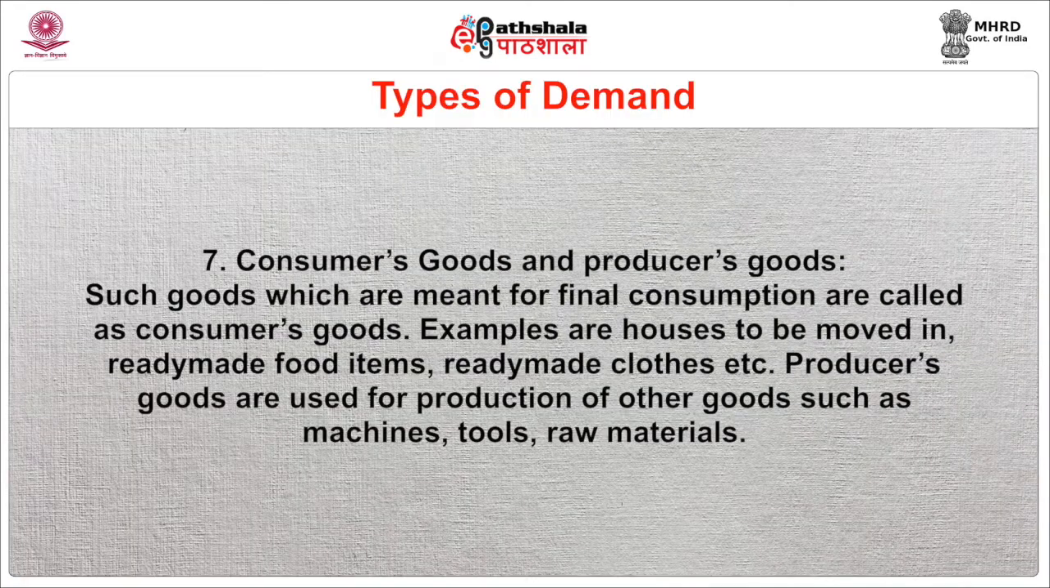7. Consumers goods and producers goods. Such goods which are meant for final consumption are called consumer goods. Examples are houses to be moved in, ready-made food items, ready-made clothes, etc. Producers goods are used for production of other goods such as machines, tools, raw materials.